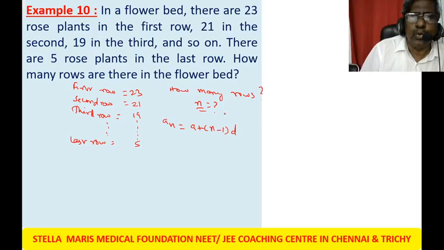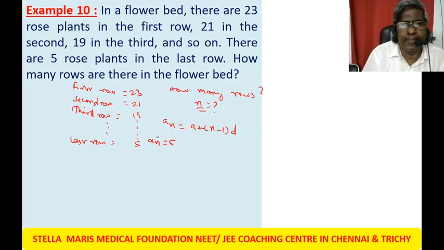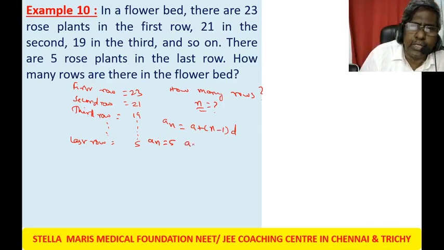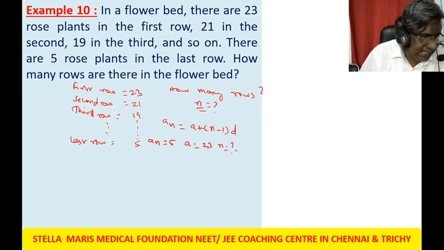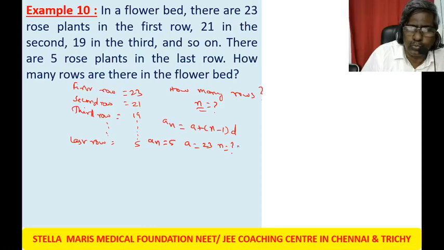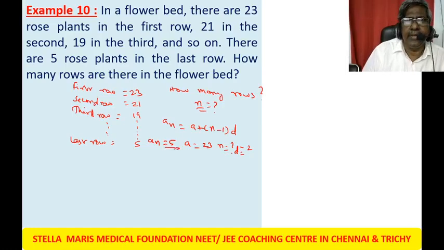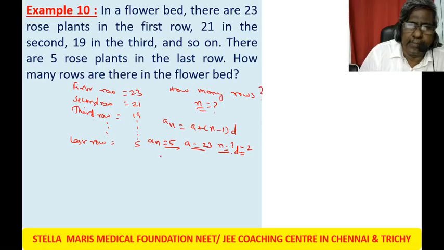Here, they are giving an, the last one, as 5. You know a is equal to 23. N you do not know; you are going to find out n. D you know: d is the difference, 21 minus 23, which is minus 2. So I am substituting this here.